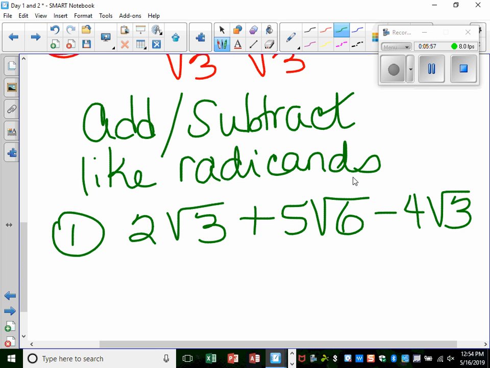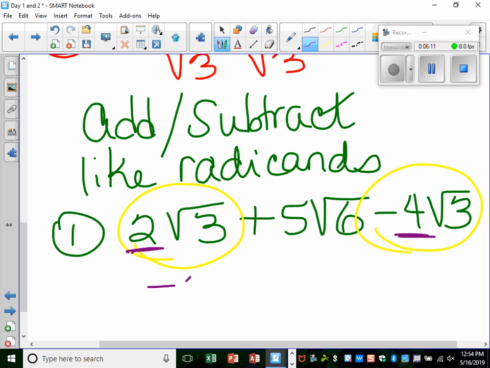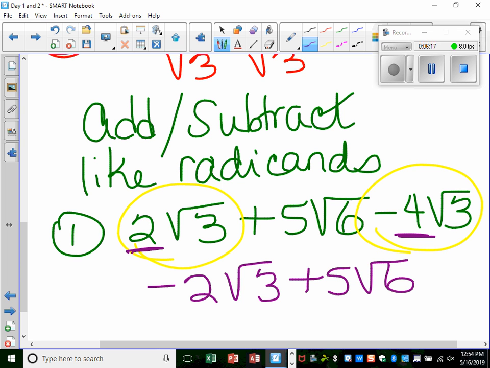Again, like radicands. So when you do that, you're going to take this one and this one, and you're going to just simply use the outside numbers. So 2 minus 4 is negative 2 rad 3, and you just bring down the 5 rad 6. Okay, you don't do anything with that. Now, can you reverse it? Yes, you can. You can write 5 rad 6 minus 2 rad 3. It doesn't matter the order. Okay, but again, you can only group them if they have the like radicands. You don't do anything with what's under here. You only add or subtract the outside numbers.